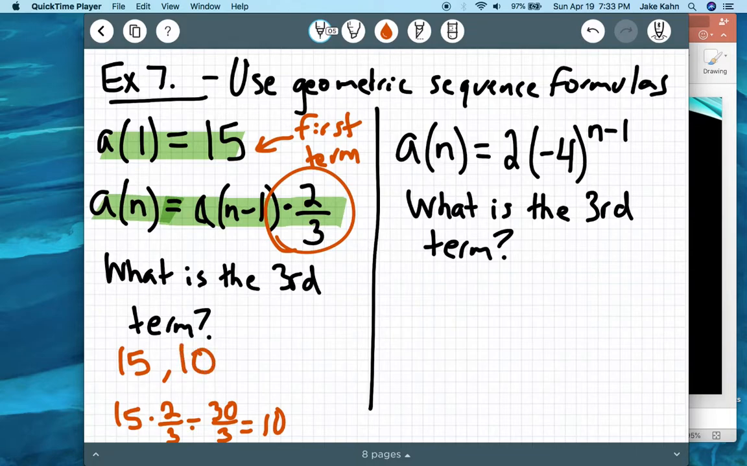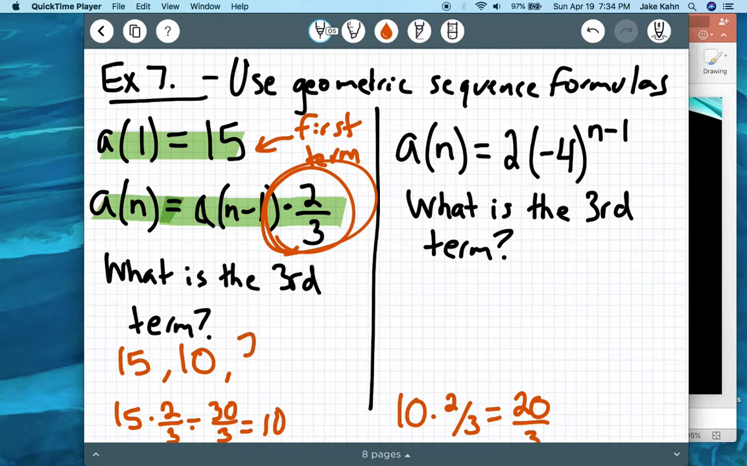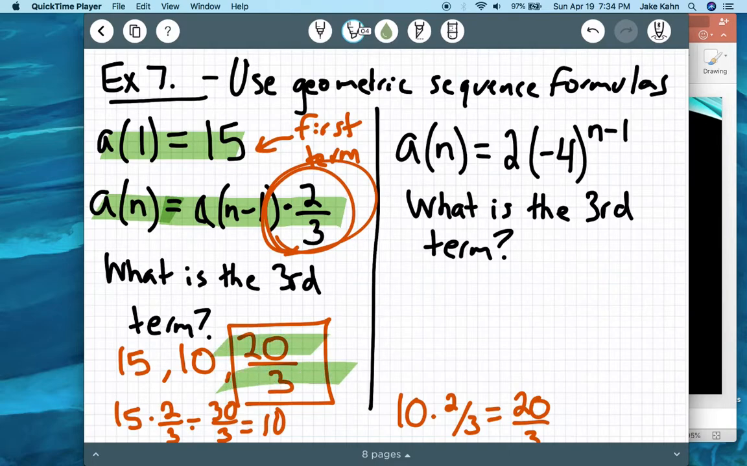What is my third term? Well, now I take the 10 and I multiply by 2/3 again. 10 times 2/3 is equal to 20 over 3. We can't simplify that, so that is my third term right here. And that is my final answer to this side of the example. 20 over 3 is the third term in this sequence.